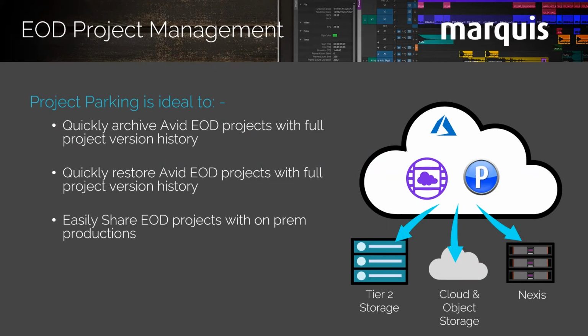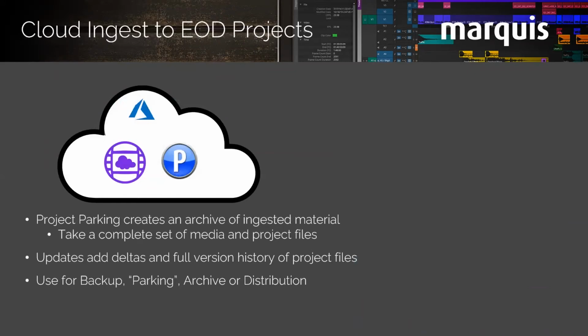And when that archive has been completed, you'll then have the option to bring things back and choose which version to bring everything back from. And this really allows you to easily share those EOD-based projects with the on-premise systems. Now, project parking, when it's working, will allow us to go through and access the media and the projects based in the EOD production. So in this example, we'll have the ingest coming in directly into EOD, and you'll have your project you're working on.